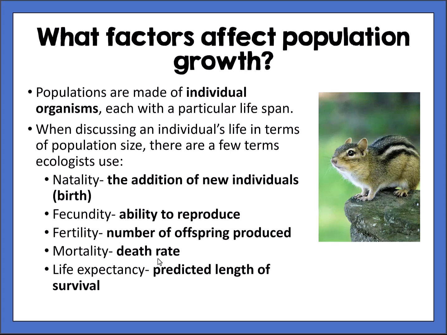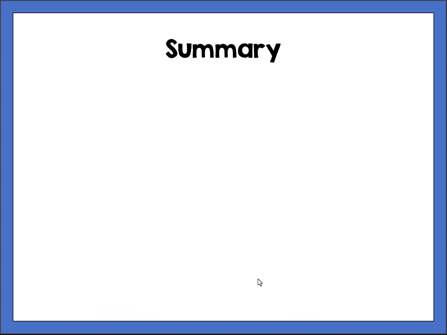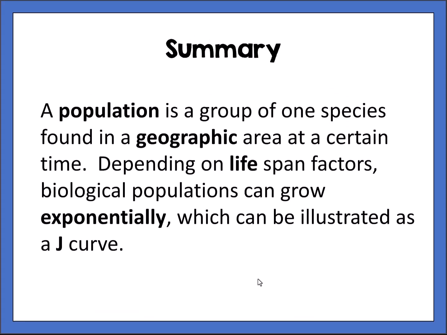Mortality is the death rate. And life expectancy is the predicted length of survival, which is obviously different for lots of different species. So in summary, a population is a group of one species found in a geographic area at a certain time. Depending on lifespan factors, biological populations can grow exponentially, which can be illustrated as a J curve.